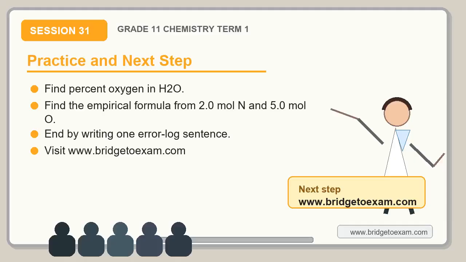Before you leave, practice actively. Task 1. Find percent oxygen in H2O. Task 2. Find the empirical formula from 2.0 mol N and 5.0 mol O. Task 3. Explain the difference between empirical and molecular formulas. At the end of your study, write one sentence beginning, "The chemistry idea I must remember is."